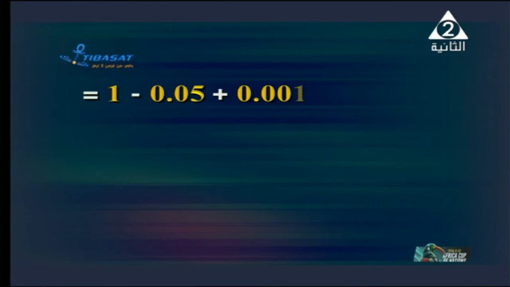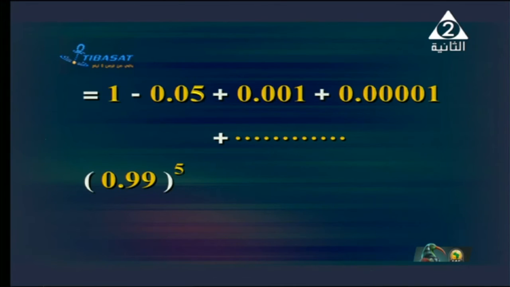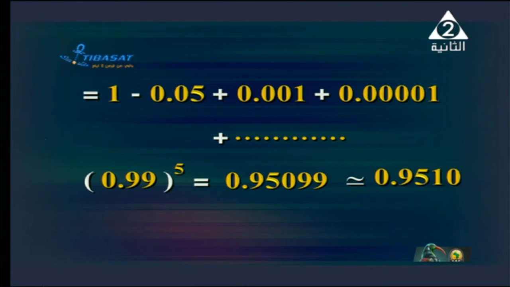Calculate 1 minus 0.05 plus 0.001 plus 0.00001 (approximately). Answer is 0.95099. But we have 5 decimal places. Then approximating to the nearest 4 decimal places, answer is 0.9510. Approximation to the nearest 4 decimal places.